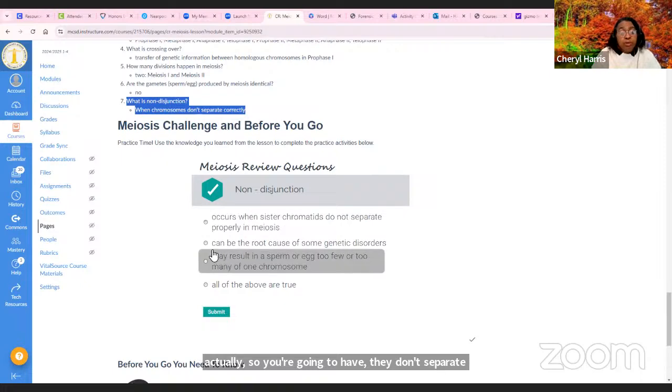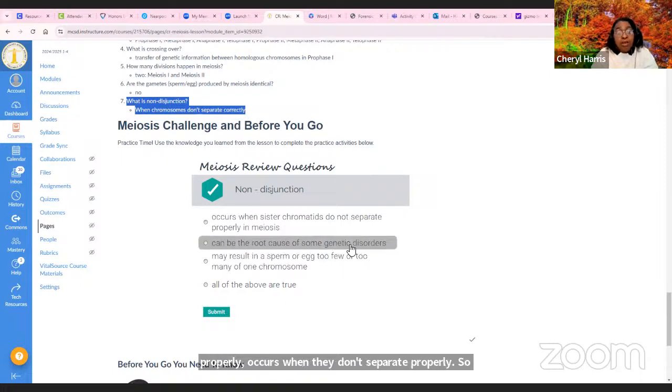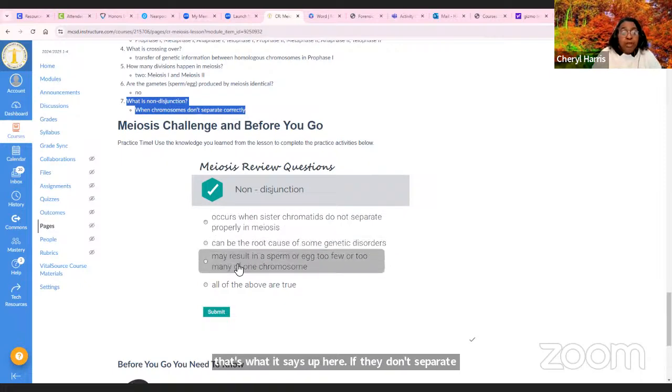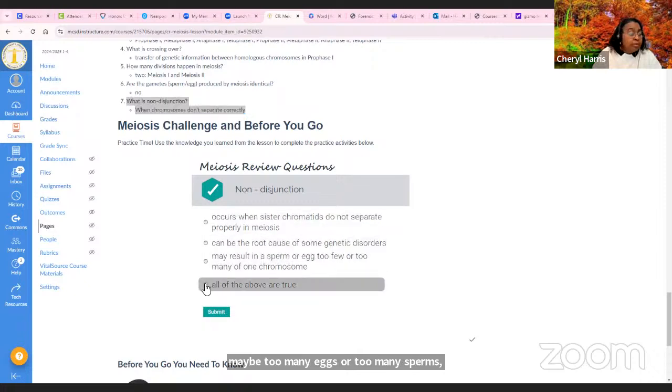If they don't separate properly, it can cause some of the genetic disorders when you have maybe too many eggs or too many sperms, but it's all of the above. It should be all of the above.